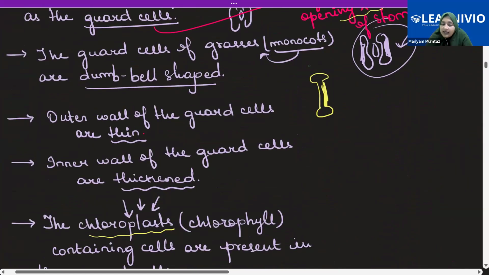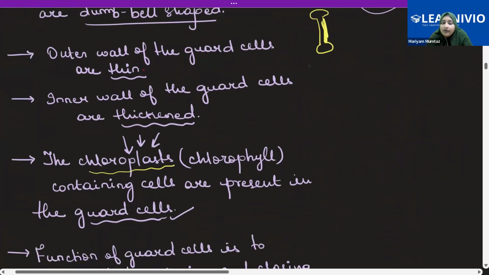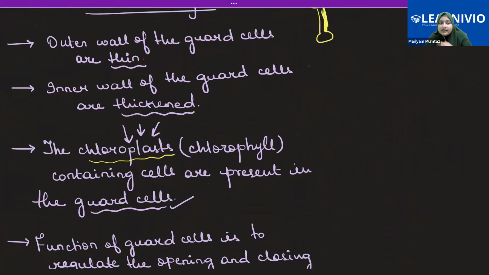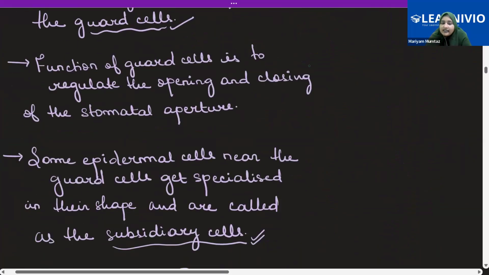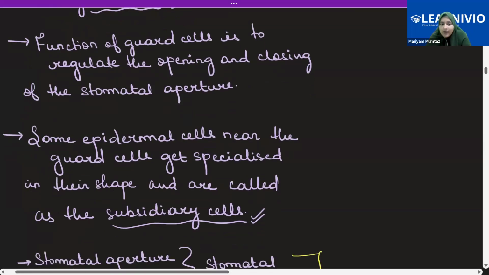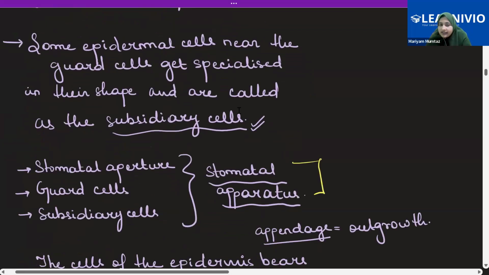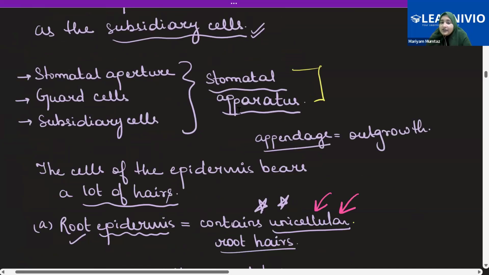Now, the outer wall of the guard cells is usually thin and the inner wall is thick. Chloroplast containing cells are also present in the guard cell. You know, chloroplasts contain chlorophyll, right? And those are also abundant in the guard cells. Now, the function of the guard cell is to regulate the opening and closing of the stomatal aperture or the stomatal pore. Then, other cells outside, we call them the subsidiary cells, and together they are called the stomatal apparatus. This much is clear?